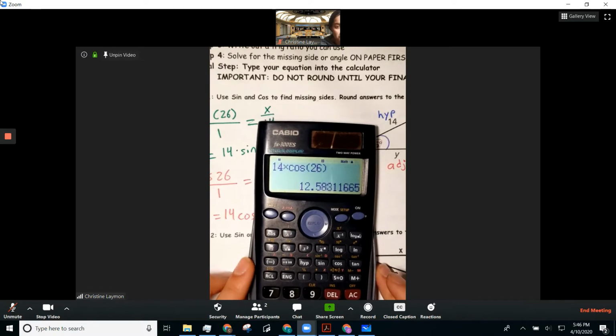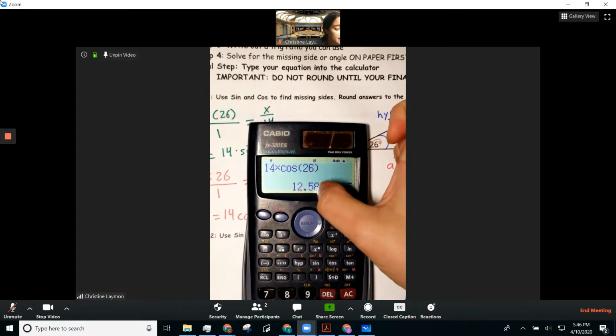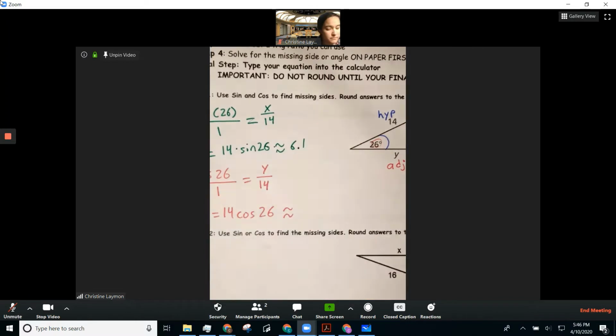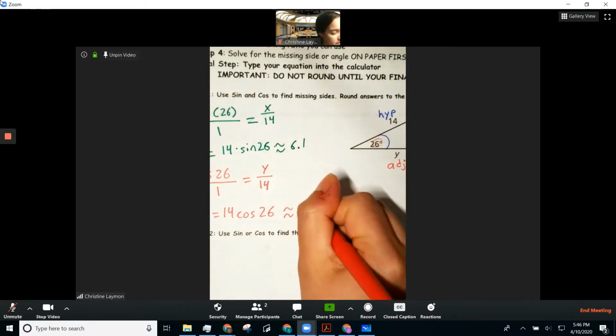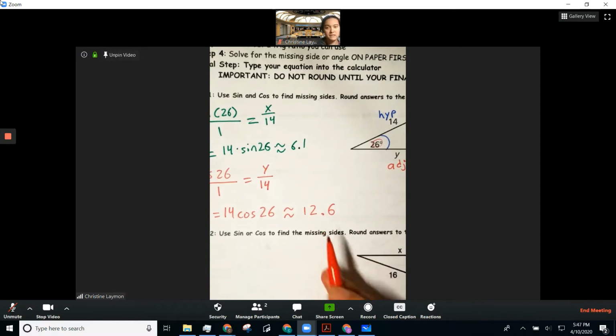I have 12.58. This 8 is greater than 5, so it causes the first 5 to go up and become a 6. So basically I'm saying that 58 cents rounds up to 60 cents, 12.6. So approximately 12.6. So that's the value of y. That is the value of x.